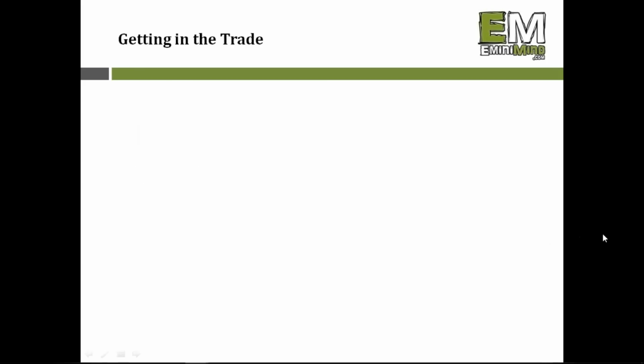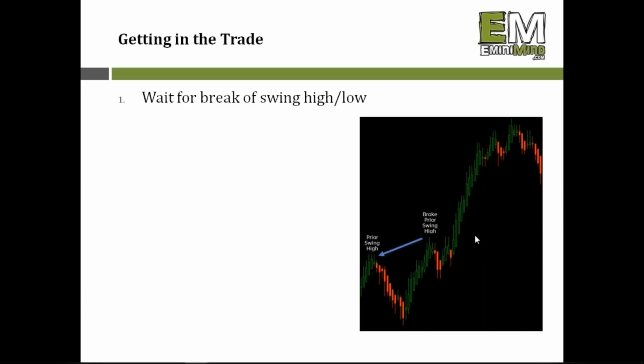So let's talk a little bit about getting into the trade. What I like to do is to simply wait for a break of the swing high or the swing low. So if we look at the chart again, I've got the prior swing high marked here, and you can see that this high is higher than the prior one. So we could be in a downtrend over here to the left, and when that swing high breaks, that's a sign that, oh, okay, we might be changing trend.